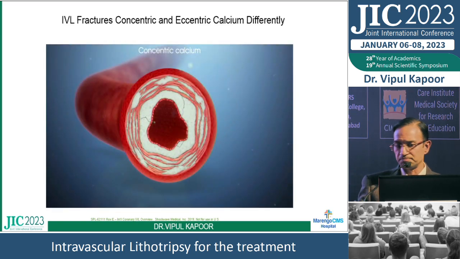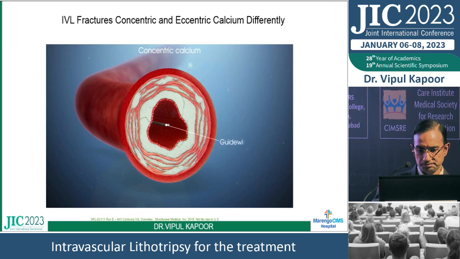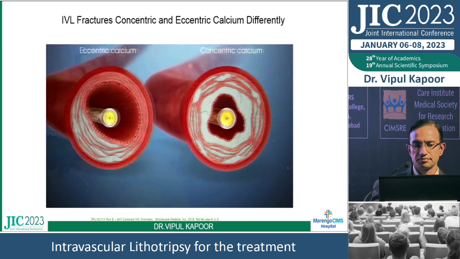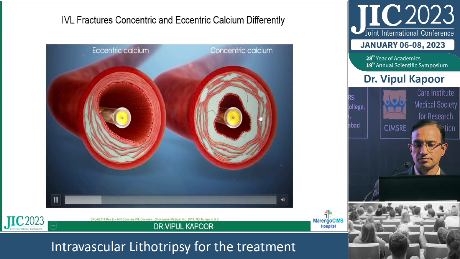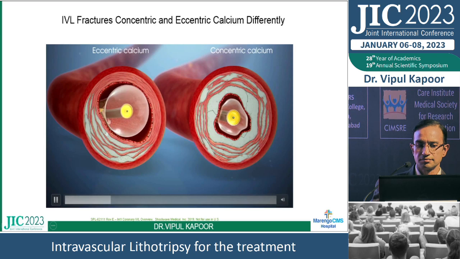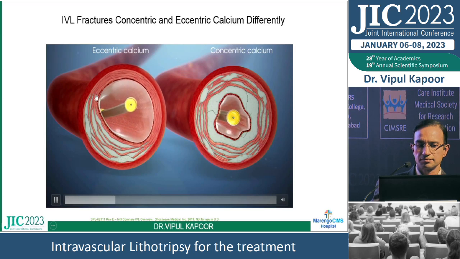Depending on how the calcium presents, the number of IVL pulses to achieve an optimal result is different. When the IVL balloon expands in eccentric calcium, the emitter moves away from the calcium, since the soft tissue is not constrained.